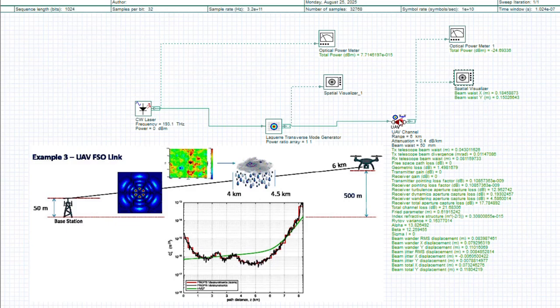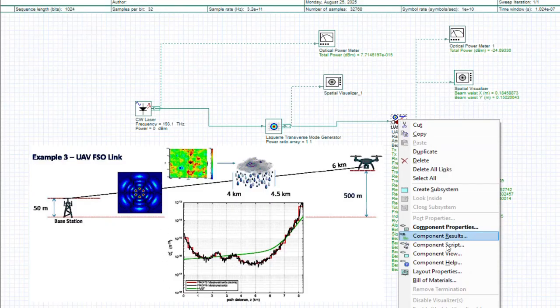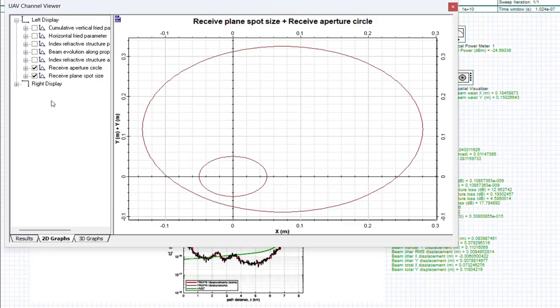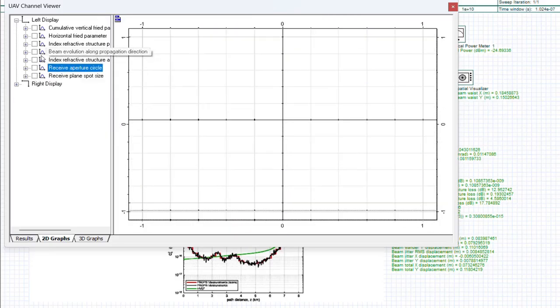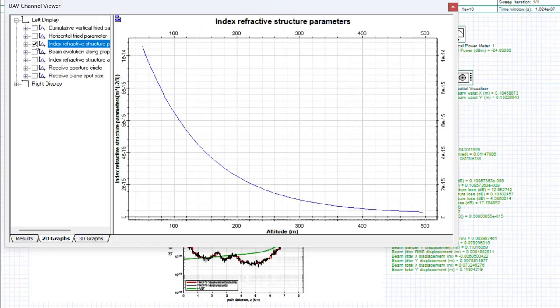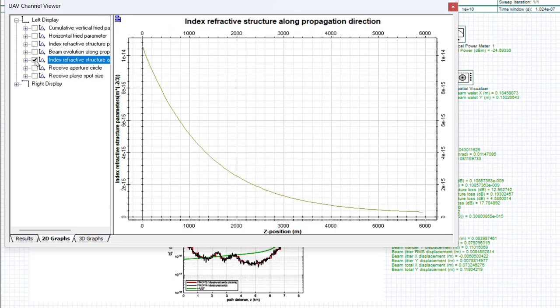Now, in an effort to modify the Cn square, if I look here, for example, in the component view, you can see that this is your received plane and this is your received signal, and you can see there's a fair bit of loss here. Let's examine the Cn square as a function of propagation distance. This is the Cn square as a function of altitude based on the HVP model, and this is the Cn square as a function of z position.